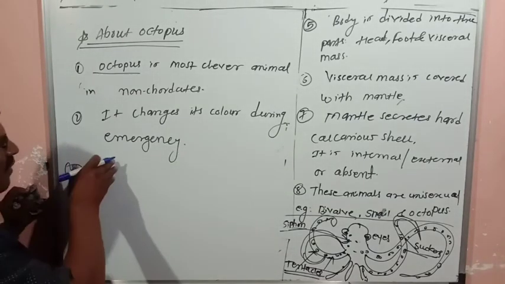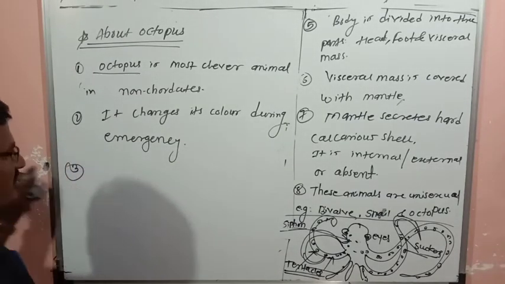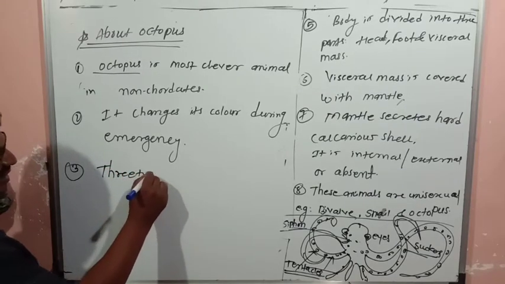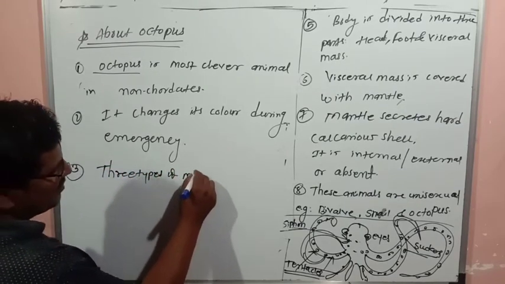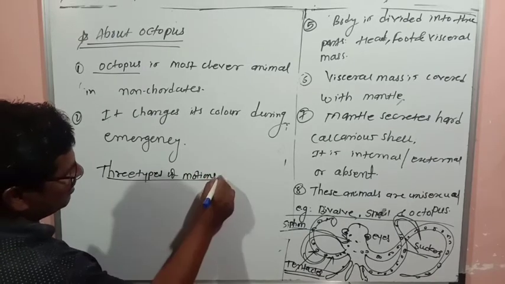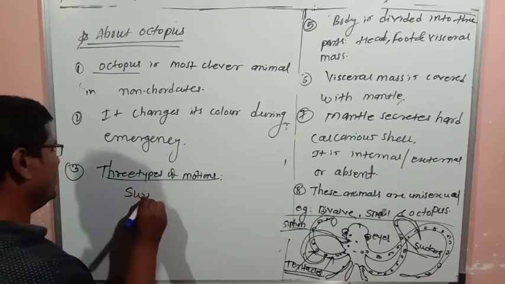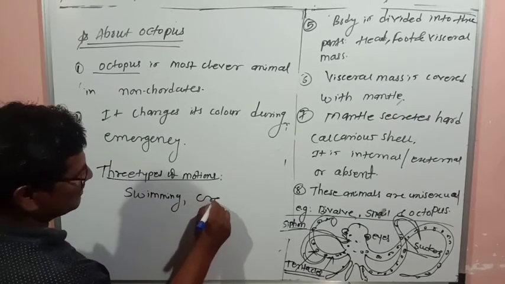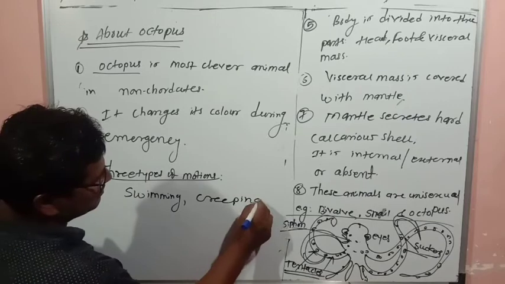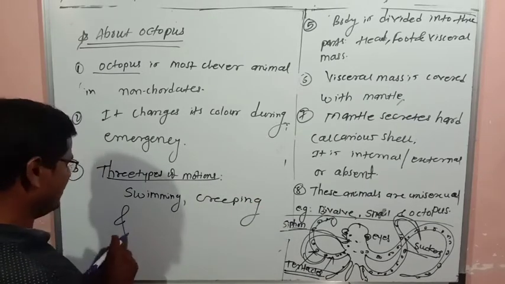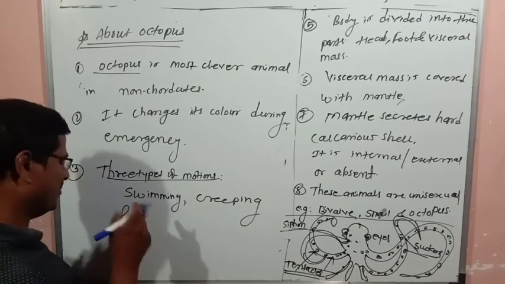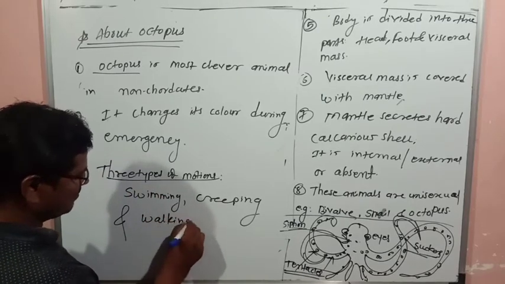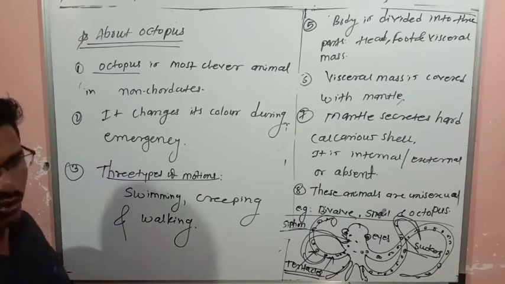Next, it is showing three types of motions. Which three types of motion is it showing? First one is swimming. Second one is creeping. And the third one is walking. This movement it is showing.